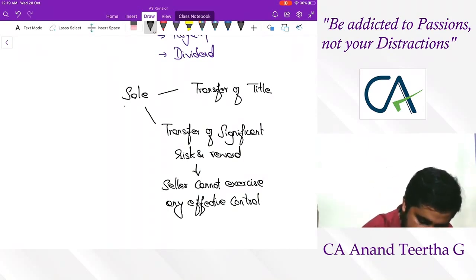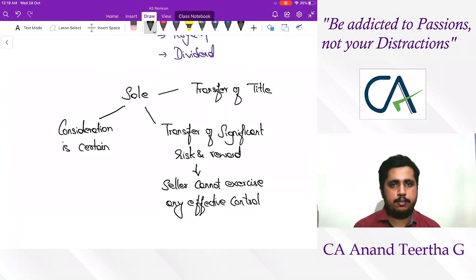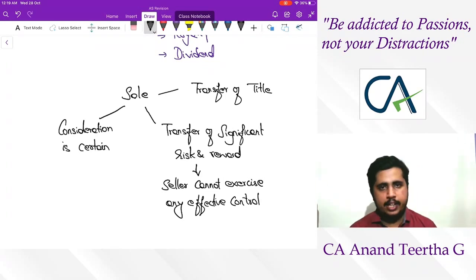The third point is consideration is certain. This is going to be our third point. So this is how sale comes to an end. First, title transfer should take place. Second, significant risk and reward should be transferred. Third, the consideration is certain. So if I give free of cost goods to someone, it's not sale. It's either charity, or business promotion or anything like that, but it is never going to be considered as sale. Therefore, free samples given are not considered as sale. It is considered as advertisement. So that's how it should be done.